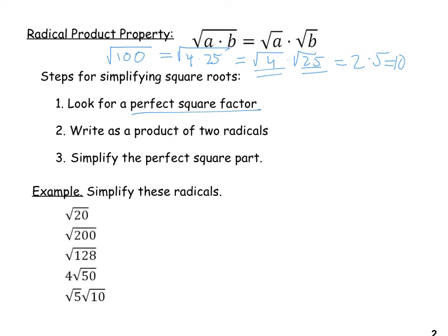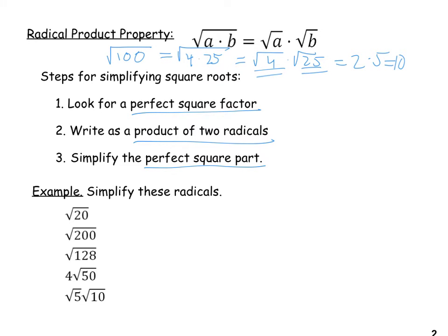Those numbers like 1, 4, 9, 16, 25, 36, so on and so forth. We want to write it as the product of two radicals, and we want to simplify the perfect square part, all right? That's how we simplify radicals. So let's try that here.